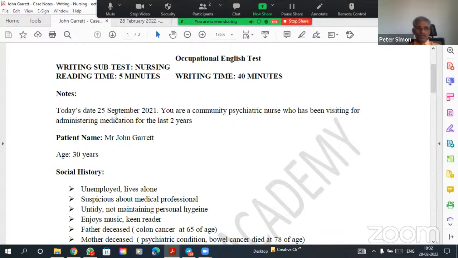So today's date, 25 September 2021. You are a community psychiatric nurse who has been visiting for administering medication for the last 2 years. Fine. Patient name Mr. John Garrett, aged 30. Fine.